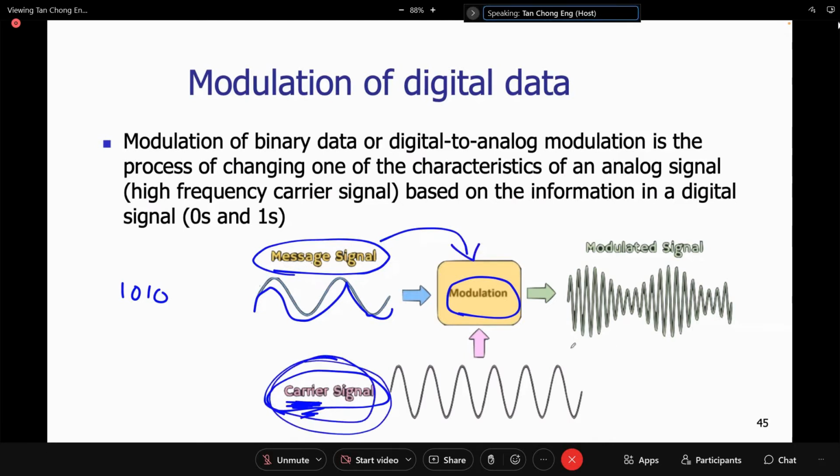Then this is the outcome. The modulated signal is the outcome of the modulation process. If you look at this modulated signal here, inside it actually consists of both signals, your message plus your carrier, together. All right. So that is actually straightforward.